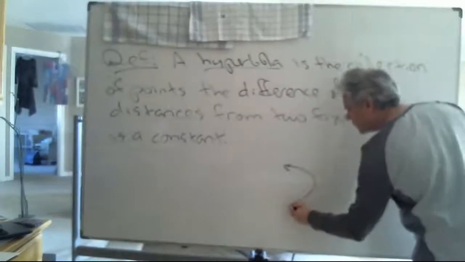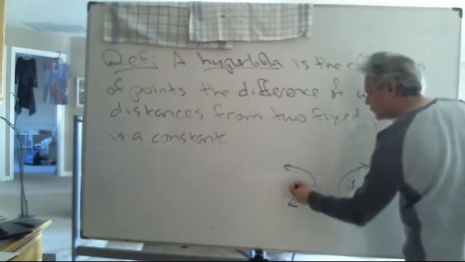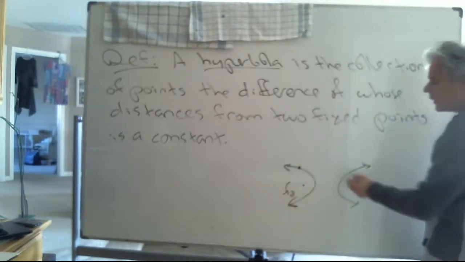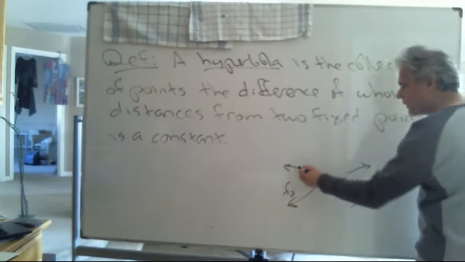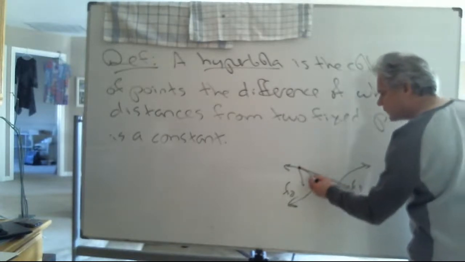Look at this hyperbola. It has two foci, F1 and F2. Here's a point on the curve, or one branch of the curve, where this distance minus this one is some constant. But this distance minus this one is the same constant.